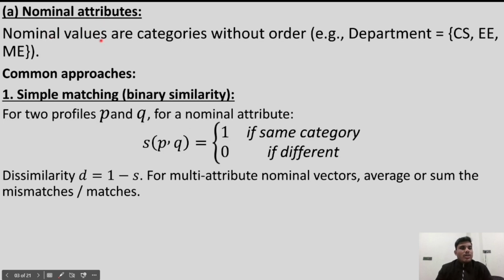First, nominal attributes. Nominal values are categorized without order, for example department: CS, EE, and ME. Common approaches. First is simple matching, also called binary similarity, for two profiles P and Q for a nominal attribute. Similarity of P and Q equals 1 if same category and 0 if different category. Dissimilarity D equals 1 minus S. For multi-attribute nominal vectors, average or sum the mismatches.